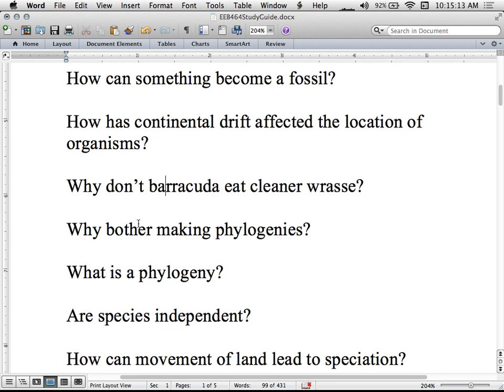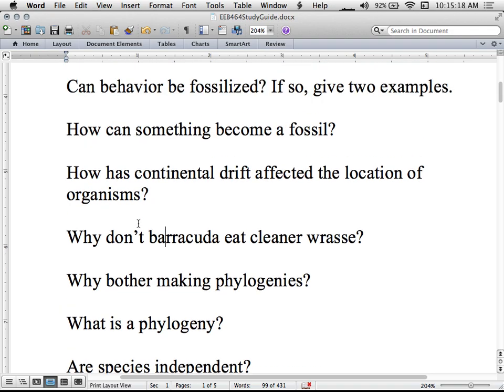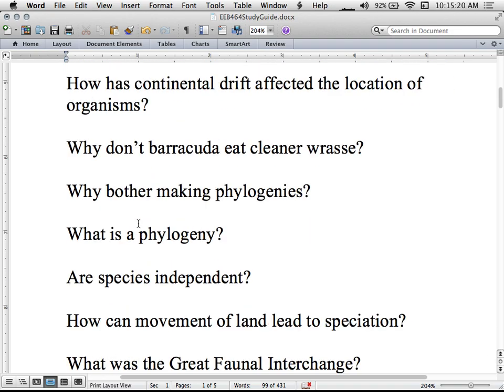Phylogenies are important, of course, as a tool. Yeah? Well, I had a question about that next one. Are species independent? Yeah. What do you mean by that? Oh, good. That's badly worded, yes. Because it could be thinking, ecologically, bees need flowers, and so. Yes, let me change that. Good.